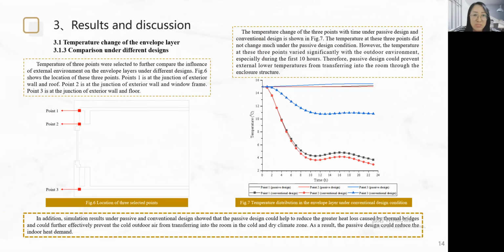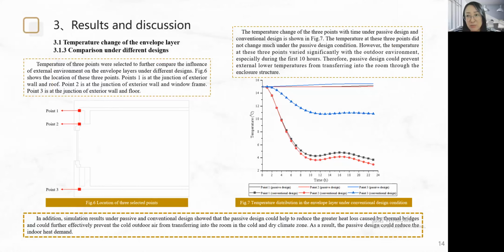Temperature of 3 points was selected to further compare the influence of external environment on the envelope layers and different designs. Figure 6 shows the location of these 3 points. Point 1 is at the junction of exterior wall and roof. Point 2 is at the junction of exterior wall and window frame. Point 3 is at the junction of exterior wall and floor. The temperature change of the 3 points under passive design and conventional design is shown in Figure 7.